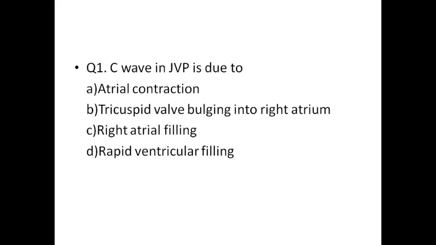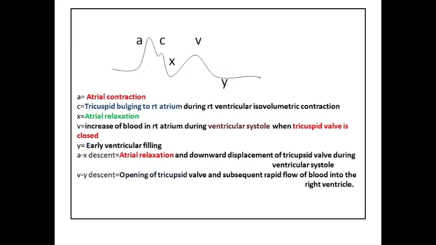So what is the answer? The answer is tricuspid valve bulging to the right atrium. So we'll discuss this JVP. As you know, in the JVP there is the A wave, then the C wave, then the X descent, then again a wave called the V wave, and another descent, the Y descent.